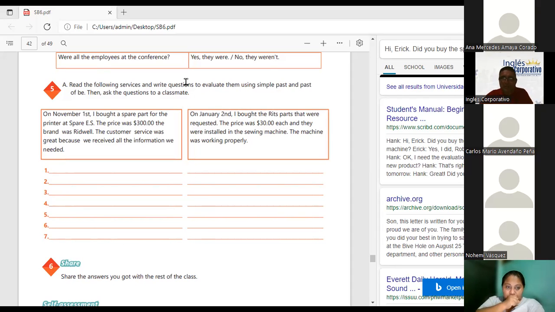Did they install the part in the sewing machine? Did they install? Did the Ritz part install in the sewing machine? Yes, they did, very good. Customer service. The customer service bring to us all the information we needed. Very good. Okay, so we are going to stop there.